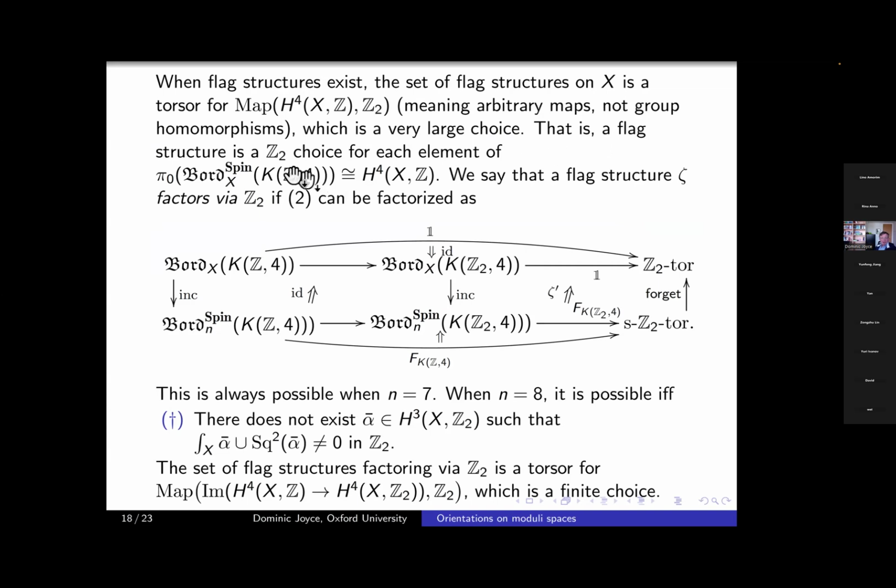So a flag structure is a Z2 choice for each element of this set of isomorphism classes of objects in this bordism category, which is naturally H4 of X, Z.